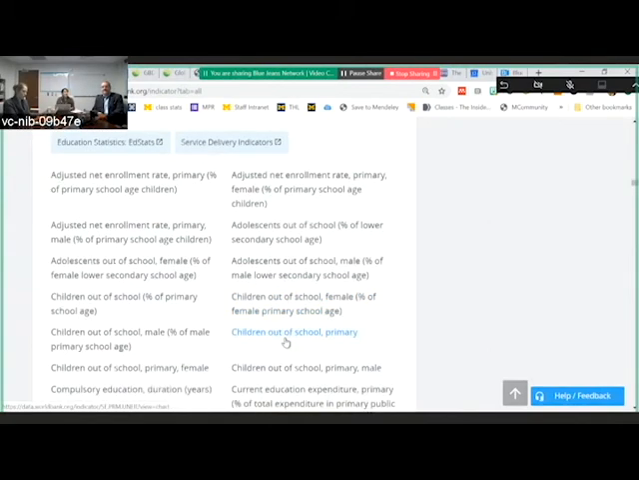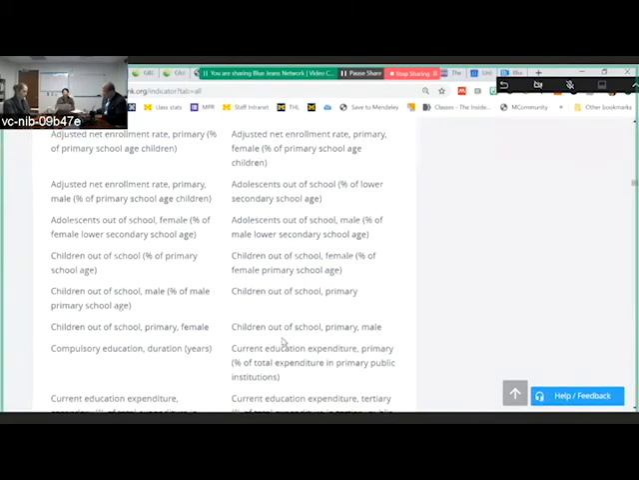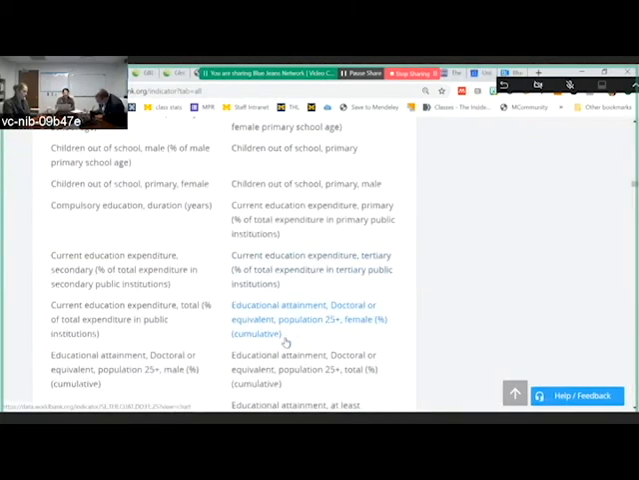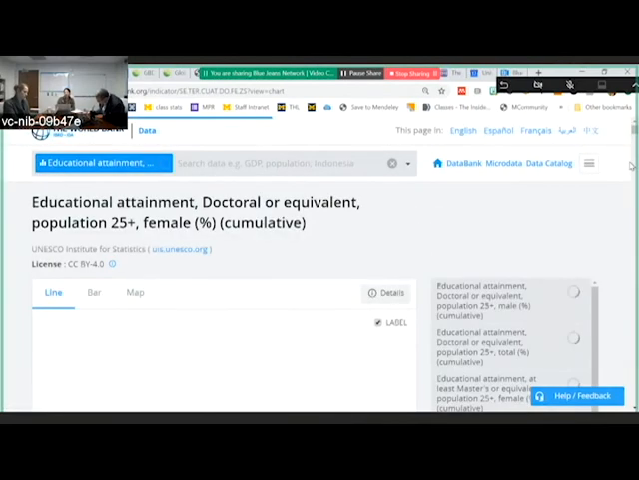So these are the type of things that you're going to want to see. Where can I find that information? What is educational attainment, the doctoral or equivalent for the female population? Is that even available for some countries or not? So looking at these different ones can be really, really helpful.